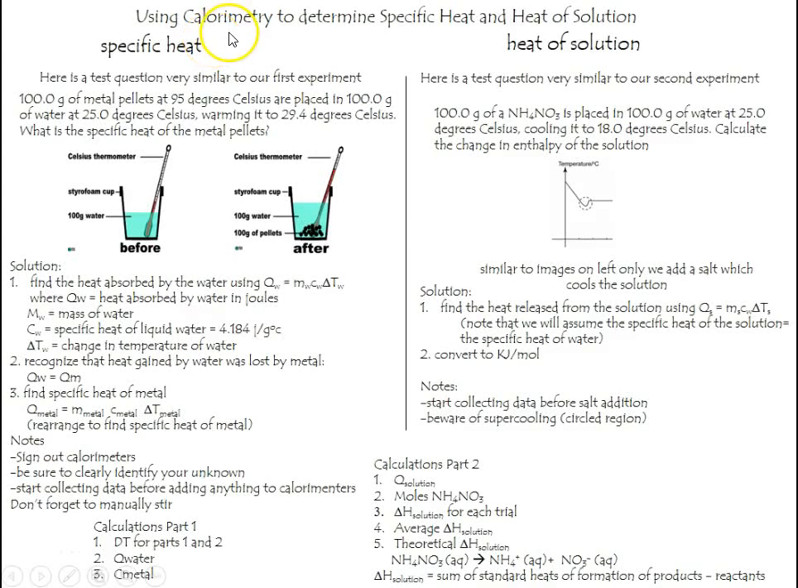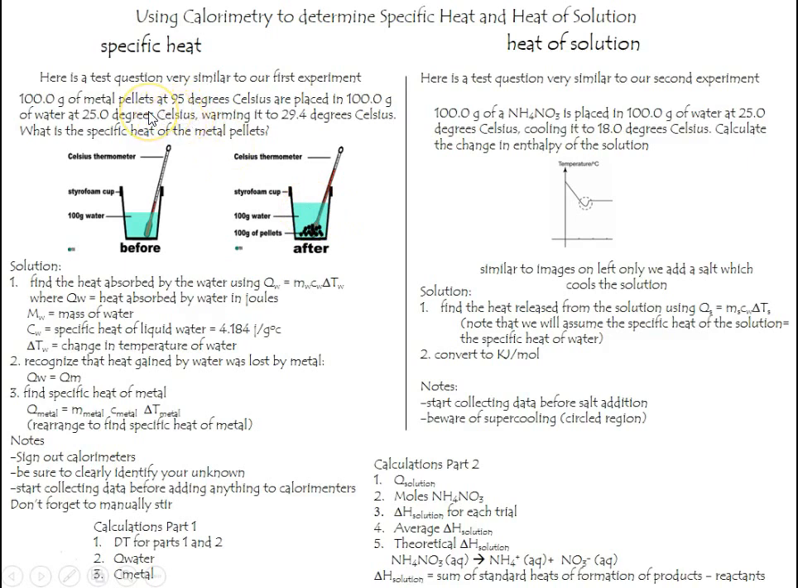In this experiment, we are going to use calorimetry to determine the specific heat and the heat of a solution. Let's do the specific heat first. The basic idea is we'll take a metal, heat it up, put it in some water, and see how much hotter it gets. A higher specific heat metal should warm the water more if it had the same number of grams and the water was the same amount in each case.